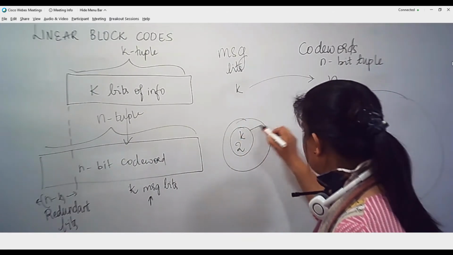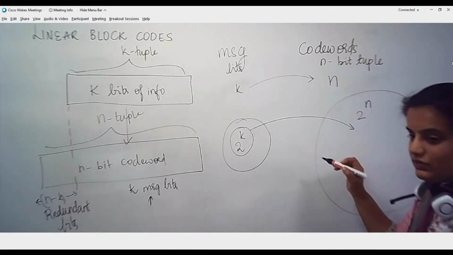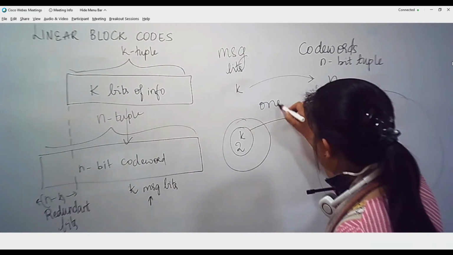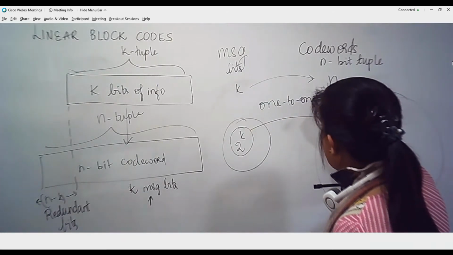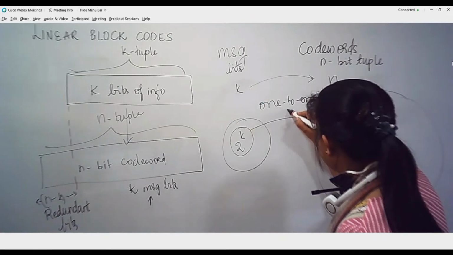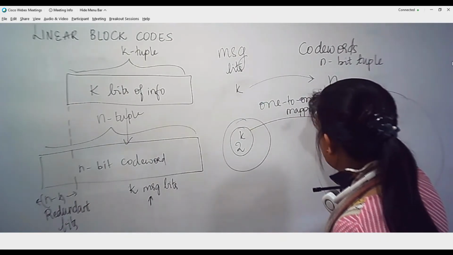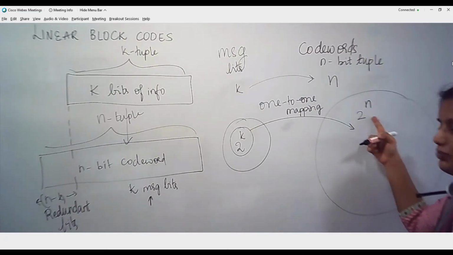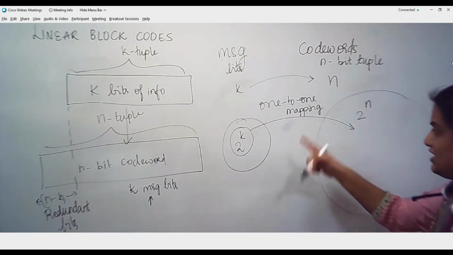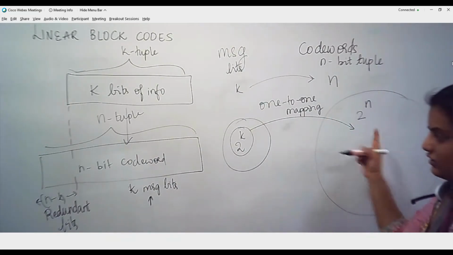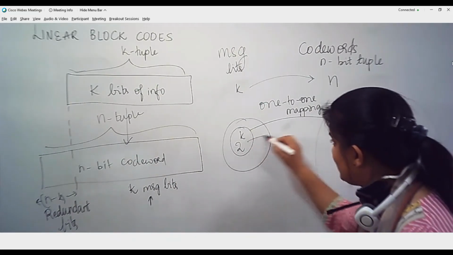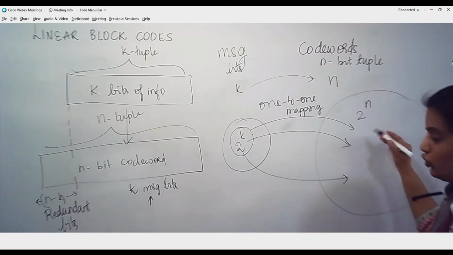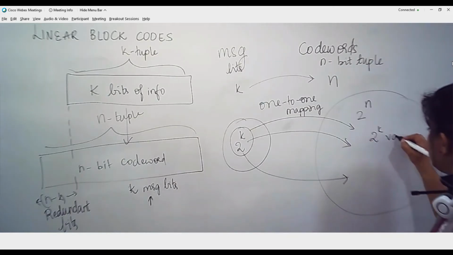So, from these messages onto this, there will be only one-to-one mapping possible. What do you mean by one-to-one mapping? For every message bit combination, there will be one and only one code word in the n tuple. That means in the 2 power n possible code words, there will be only one valid code word for a given message. That means if there are 2 power k messages here, only 2 power k valid code words will be there.